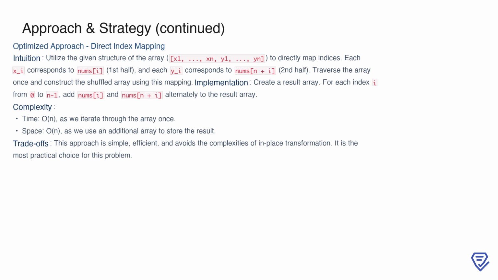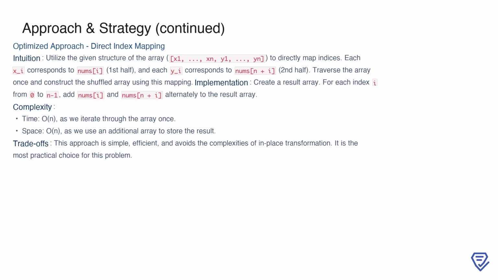Here, we take advantage of the array's structure, where the first half contains elements x1 through xn, and the second half contains elements y1 through yn. By recognizing this structure, we can directly map indices during traversal. For each index i in the range from 0 to n-1, the element from the first half corresponds to nums[i], and the element from the second half corresponds to nums[n + i]. Using this mapping, we construct the shuffled array by iterating through the original array once and alternately adding nums[i] and nums[n + i] to a result array.